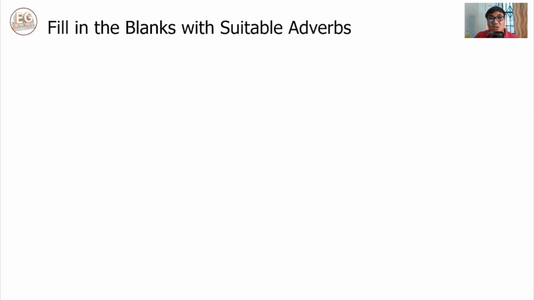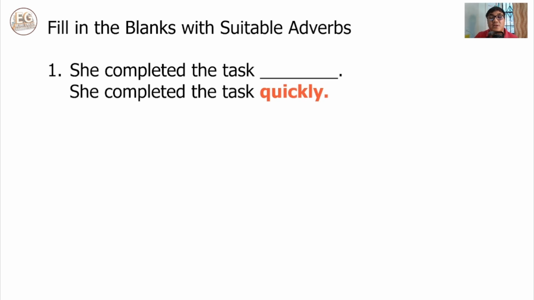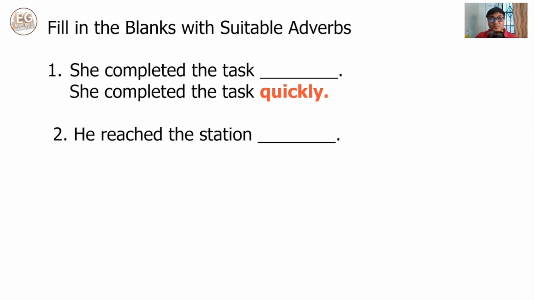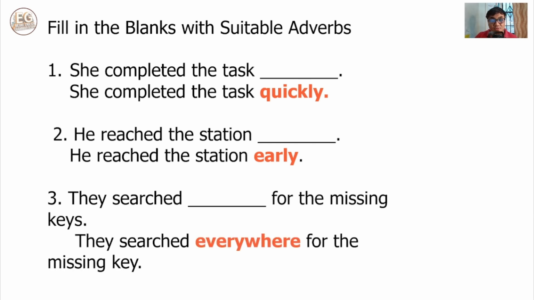Now, let us try to fill in the blanks with the suitable adverbs. The first one, she completed the task. Yes, how? She completed the task quickly. Let us see another one. He reached the station. Yes, how? He reached the station early. Let's see another one. They searched for the missing keys. Yes, what do you think? They searched everywhere for the missing keys.